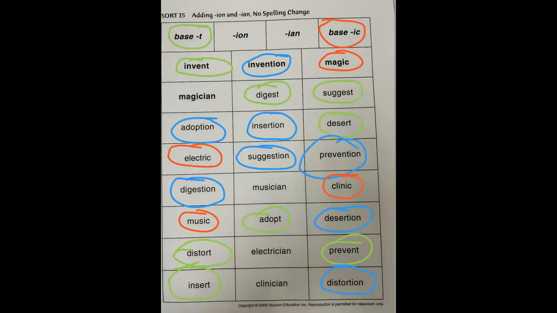Okay, so now switch colors. We're going to add the suffix onto there. This time, if it ends with IC, we're not adding ION, we're adding IAN. So if it ends with a C, IAN. And again, I want you to make sure you listen for how the C changes. We went from magic to magician. I don't hear the K anymore. It's a sh again. We went from electric to electrician, someone who works with electricity.